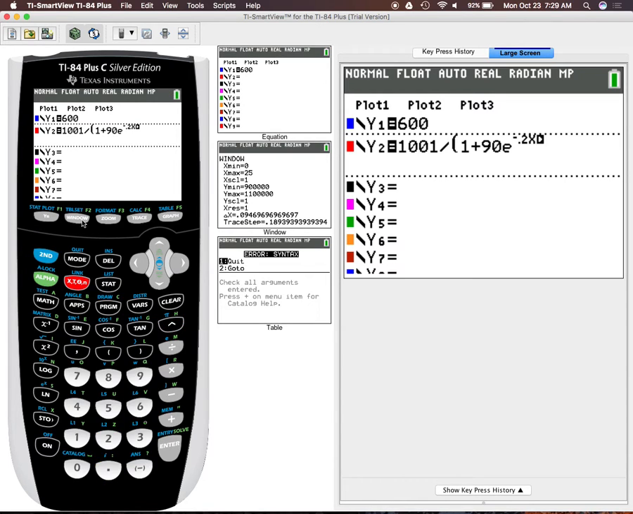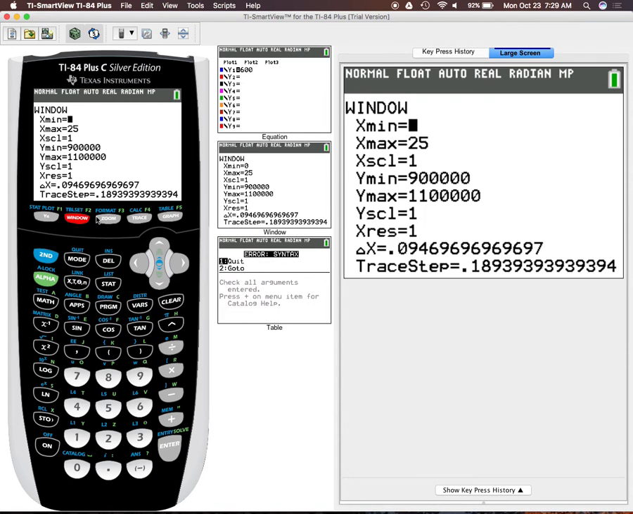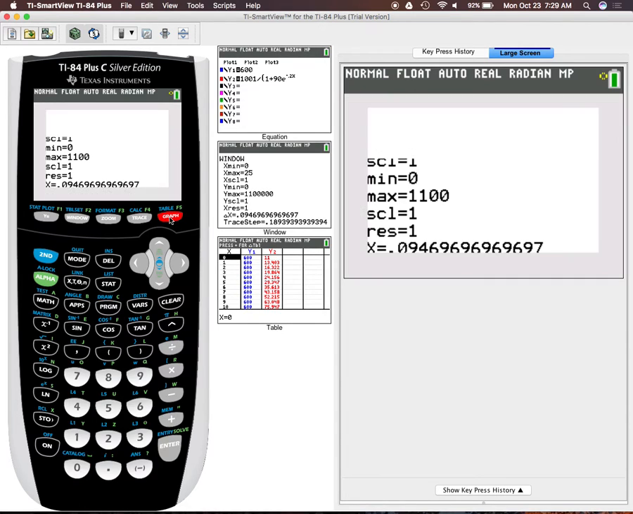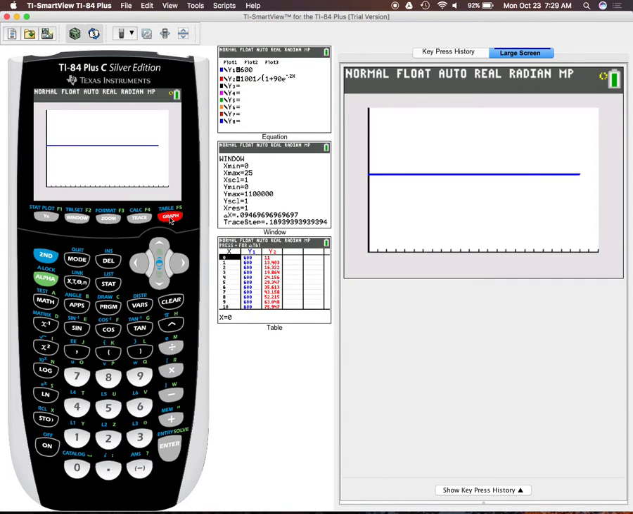And I'm going to guess what I think it is, so I'm going to leave this at 25. I think that's a pretty good guess. For my y min and max, I'm looking at when the deer population is going to be 600, so I'll let the minimum be 0 and the maximum be like 1100. That should put that line pretty close to the middle of my graph, and now I'm hoping I'll see this.